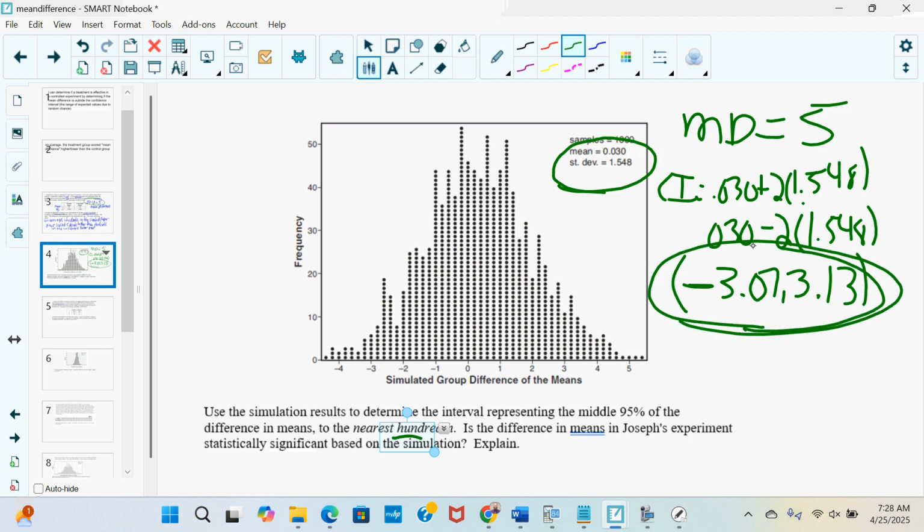This is the range of expected values due to random chance. If I just took a group of students and I separated them randomly and I took half of their scores and the other half and I found the averages and I subtracted them, the difference in the scores should be between negative 3.07 points, meaning the first group could be 3.07 lower, or the first group could be 3.13 higher due to random chance, not that the treatment did anything. So we look at my value.